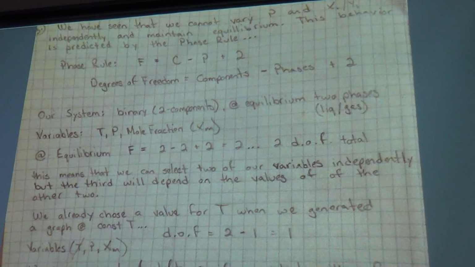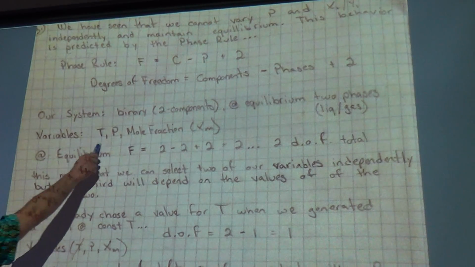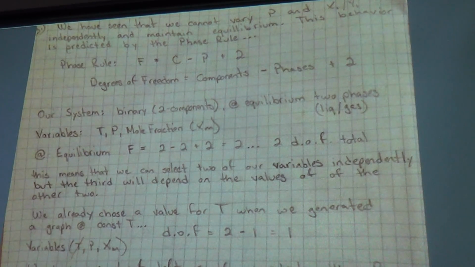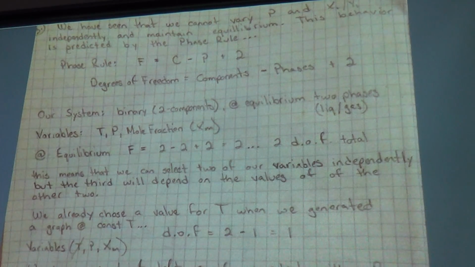So for the systems that we just looked at, we had two component systems, right? We've got A molecules and B molecules. We have two phases, and so if you take C is 2, phases is 2, that leaves us with 2 degrees of freedom. With 2 degrees of freedom, we've got temperature, pressure, and mole fraction as our variables. If we take temperature and hold that constant, we get rid of one of our degrees of freedom.